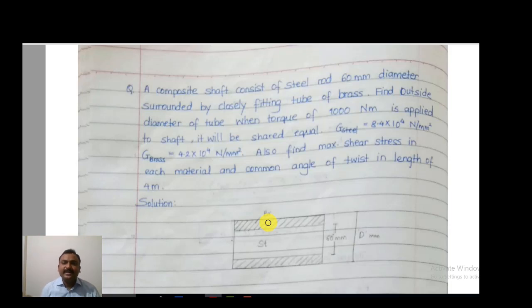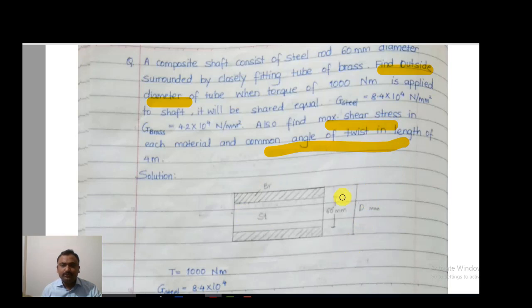Material is different. Steel has shear modulus 8.4 into 10 to the power 4 Newton per mm square. For brass 4.2 into 10 to the power 4 Newton per mm square. We need to calculate outside diameter, maximum shear stress and common angle of twist. So this is your question.